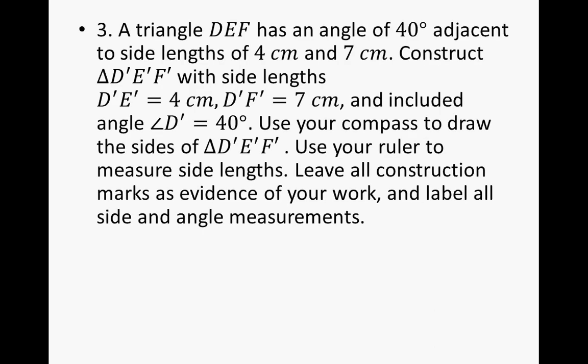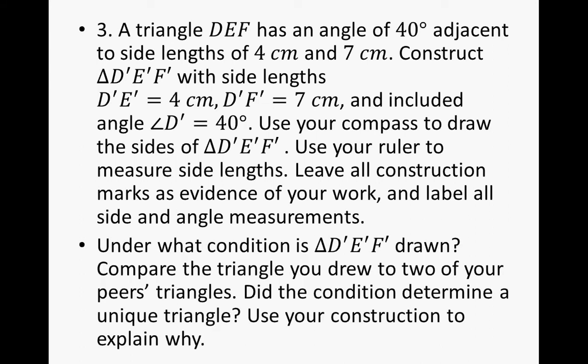So for the third one, a triangle DEF has an angle of 40 degrees adjacent to the side lengths of 4 centimeters and 7 centimeters. Construct triangle D prime, E prime, F prime with the side lengths of D prime, E prime is 4 centimeters and D prime, F prime is 7 centimeters, and the included angle of D prime, which is 40 degrees. Use your compass to draw the side lengths of triangle D prime, E prime, F prime. Use your ruler to measure the side lengths. Leave all construction marks as evidence of your work, and label all the side and angle measurements.